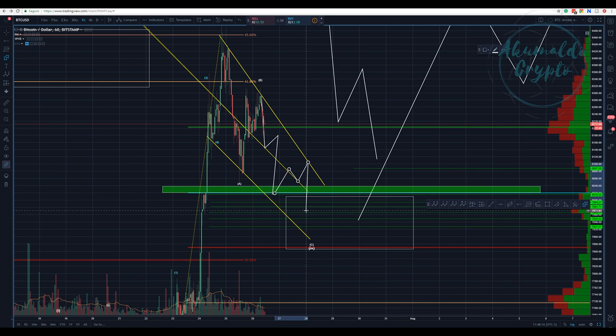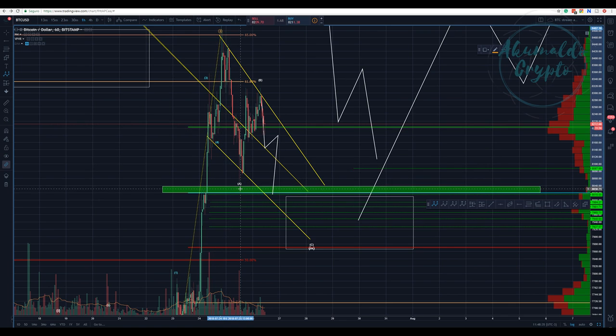1, 2, 3. Okay, and then we are going to have a breakout of E. A breakout of D. It's normal. It's possible to break out of D. So what would happen is that we would have an A, B, C, D, E. Like, let me show you guys.